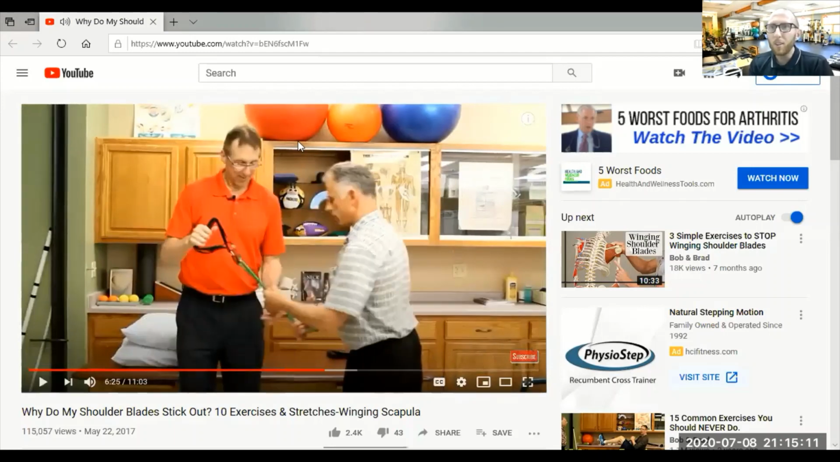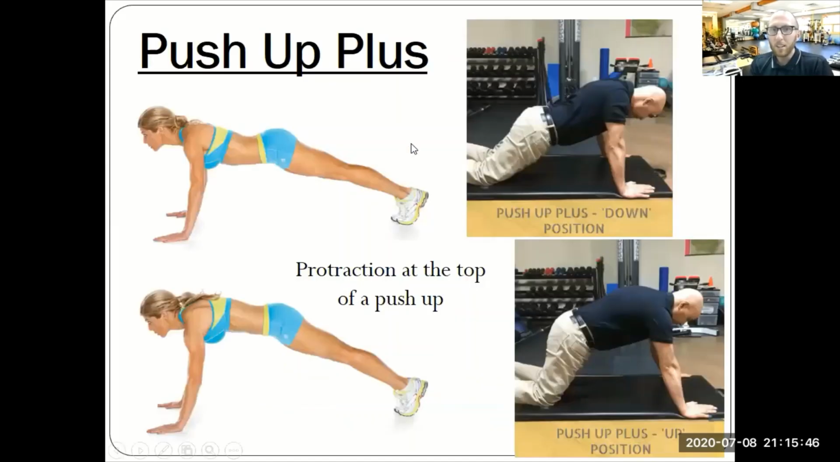So you can watch the rest of that video later. Check it out. Like I said, they've got over 2 million subscribers. But really, how do you strengthen the serratus anterior? One of the main ways is a push-up plus. So push-up plus is basically doing a push-up plus some.